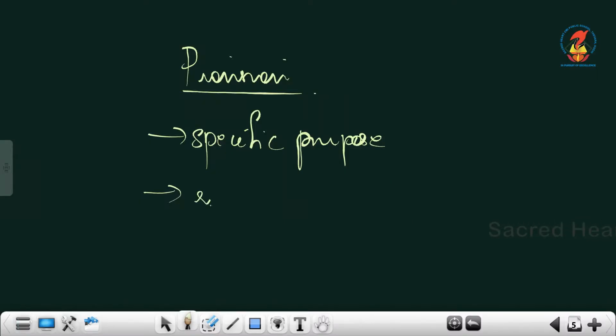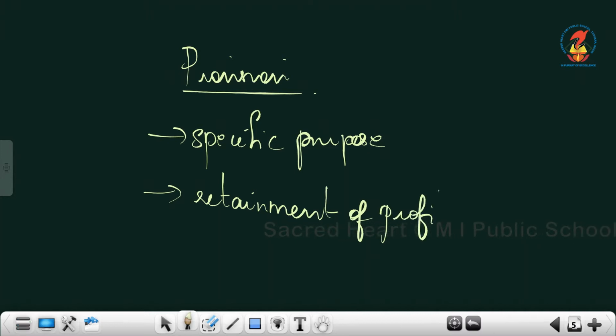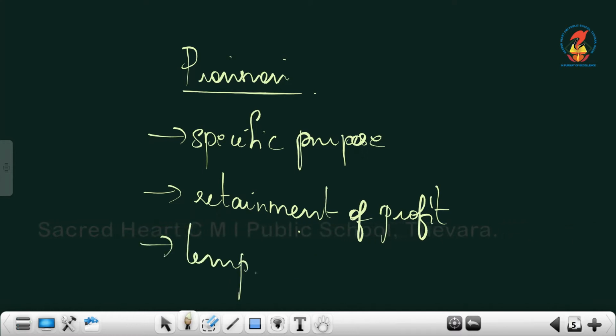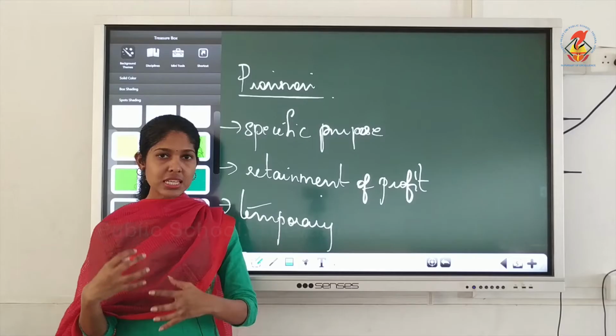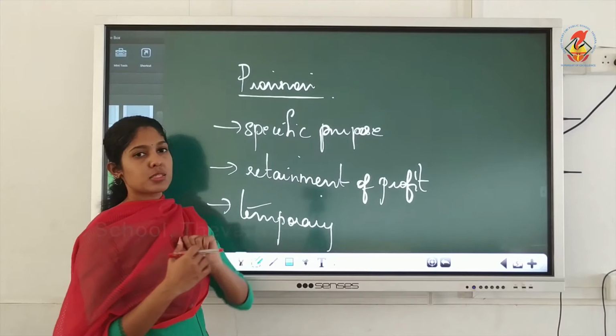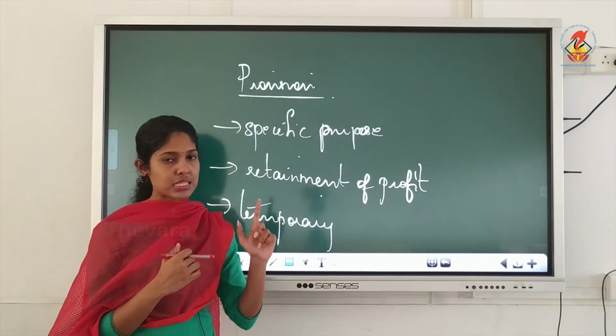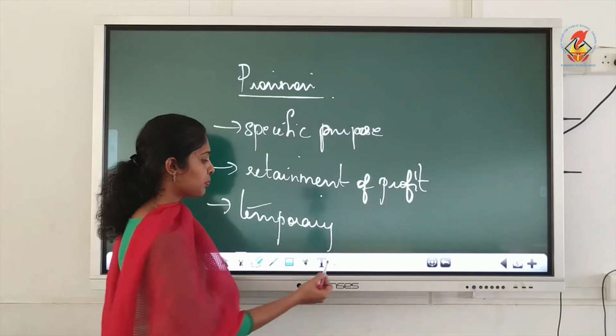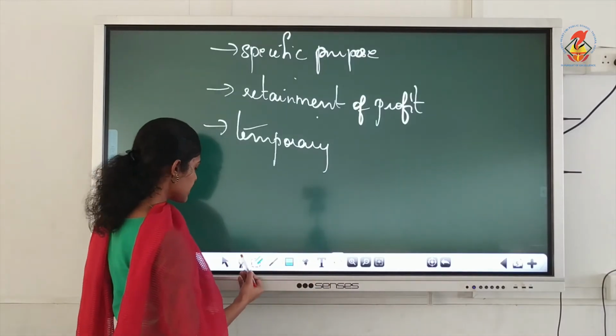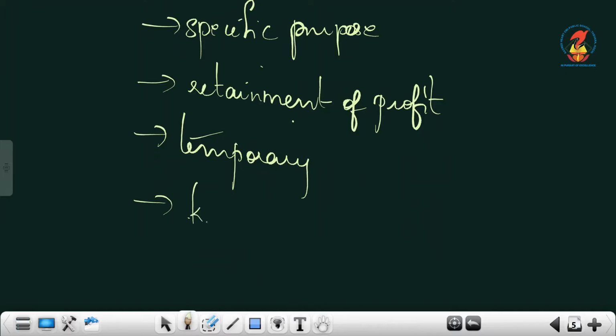Then it is like retainment of profits. Retainment means we are holding back some profit, and that is a temporary retainment. It is a temporary retainment of profits, and why we are keeping it aside? To meet a specific purpose. So, this is the basic meaning of provision. And so, the provision is the amount which we are keeping aside for a specific purpose.